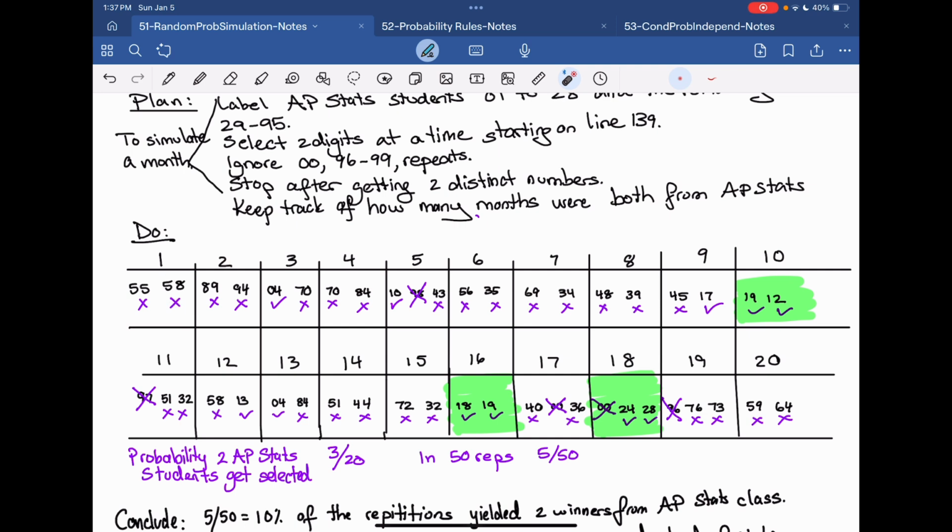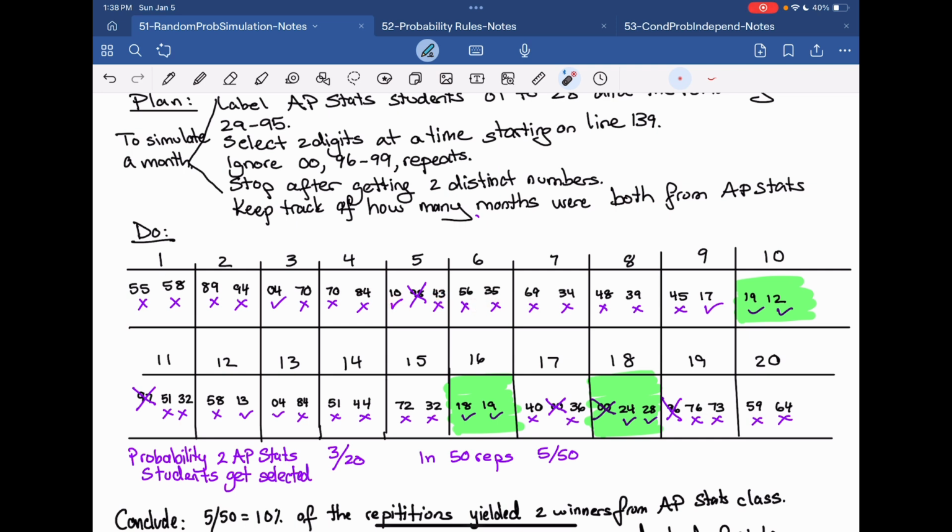And then I do this again. So this is month 1. 2 students were selected, not AP. Month 2 was 89 and 94, again within the range of what we can accept. Both are non-AP. Month 3, notice one of them is an AP student, 04 is, the other is not. And I keep doing this, 70, 84, not AP, not AP. On month 5, I end up with a situation where one is past the range, so I ignore it. So 10, 98, I ignored the 98. Then that means I have to get another one. 43 was the next one. 10 is an AP student, 43 is not.